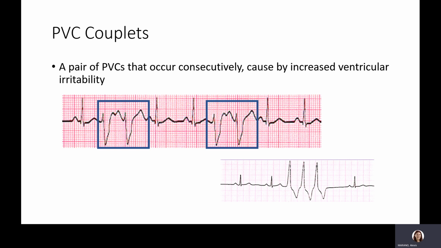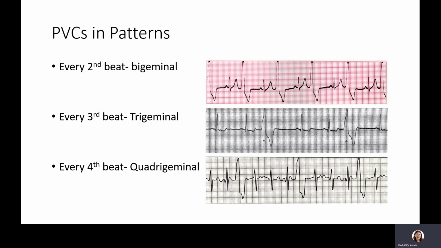Sometimes they happen in pairs. If you have a pair of PVCs that occur consecutively, we're having increased ventricular irritability, and we need to watch that very closely because it can turn into a run of VTAC, which would be 3 PVCs in a row. We want to make sure we're watching that closely because it's really easy for it to turn into a run of VTAC.